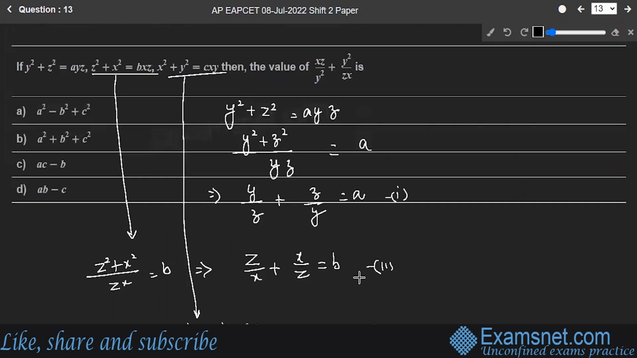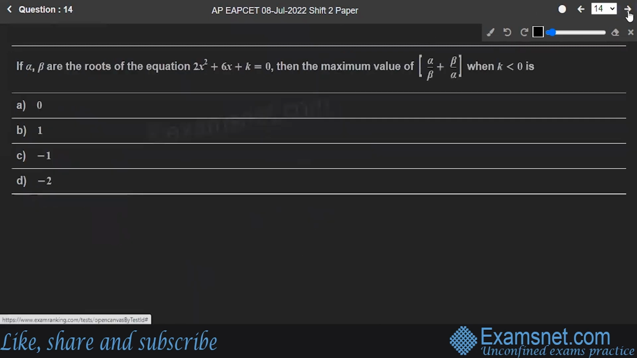Let's check. Y square upon zx plus zx upon y square. This is equal to AC minus B. So we have option C as our answer. Hope you are clear. Next is question number 14.